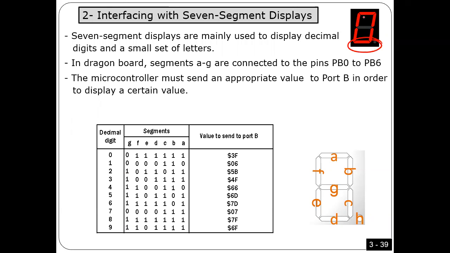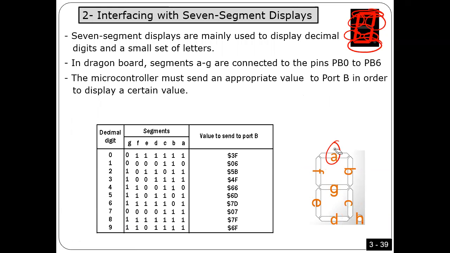This one is a segment, and this one is a segment, and so on. So in total we have 7 segments, okay? As you see here, we call them segment A, B, C, D, E, F, and G. And we have a dot here, okay? So anyway, let's focus on the segments.